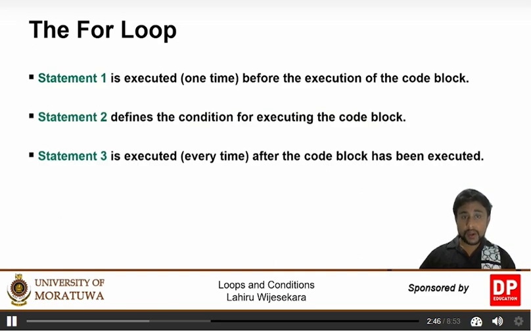We can have a look at the structure of the for loop again. Statement 1 is executed before the execution of the code block. Statement 2 defines the condition for executing the code block. Statement 3 is executed after the code block has been executed.